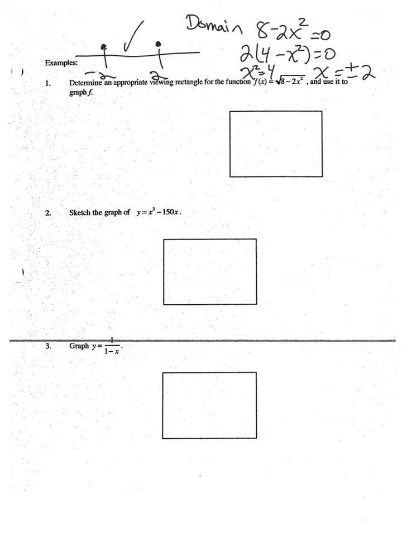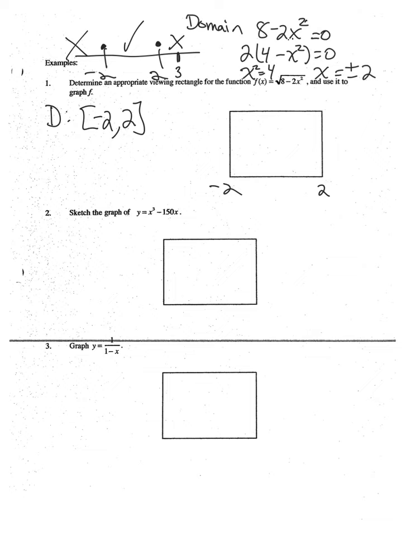If I put a number over here, like let's say I put 3 into the domain, I would have 8 minus 2 times 3 squared. 3 squared, 9 times 2, 18. 8 minus 18, I'd get -10. That's not going to work, and you can talk it through for yourself, but it's also not going to work over there. So the domain for my function is from -2 to +2. And so when you're graphing it, set up your viewing window from -2 to +2 for the x values.